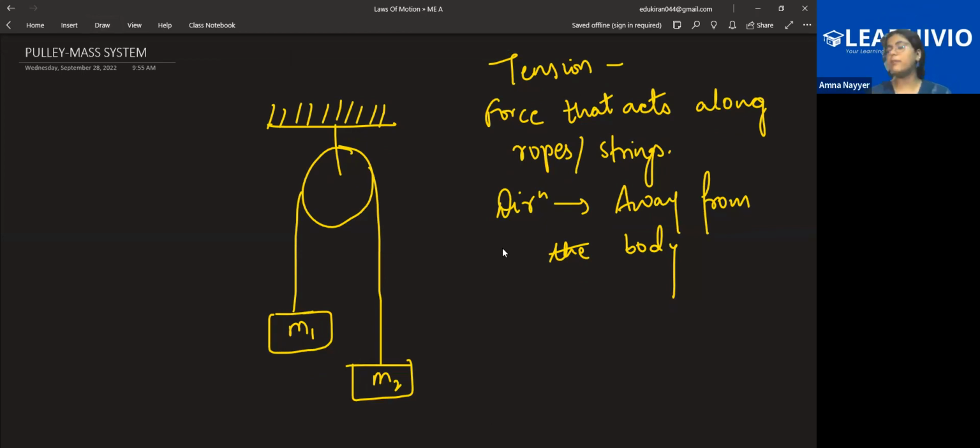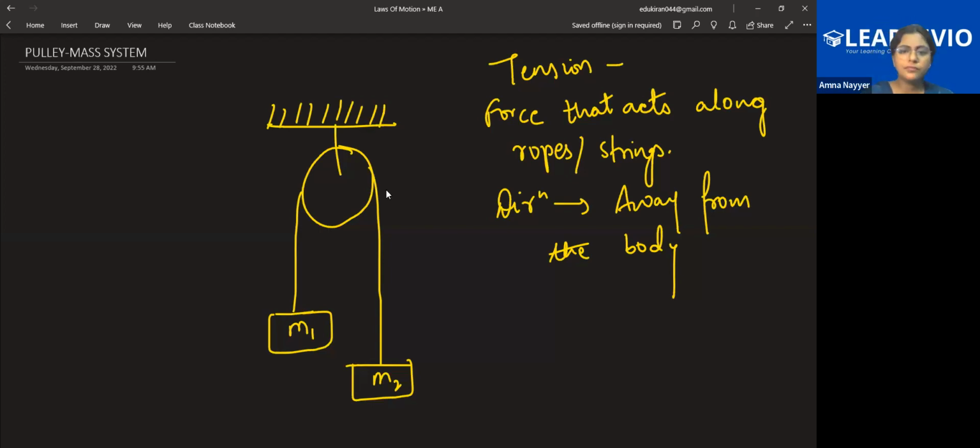So this is what is meant by tension. It's basically a force only, and that force is acting in a direction away from the body, like the normal reaction which I was telling. But this is a force which will be acting on very thin strings or ropes.